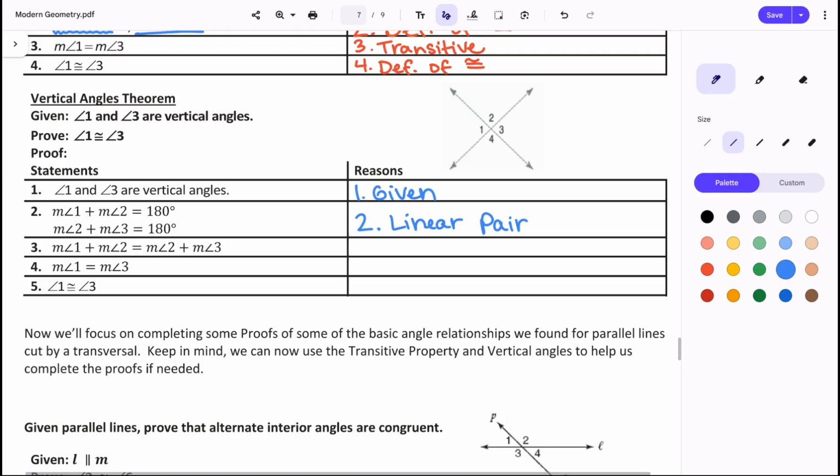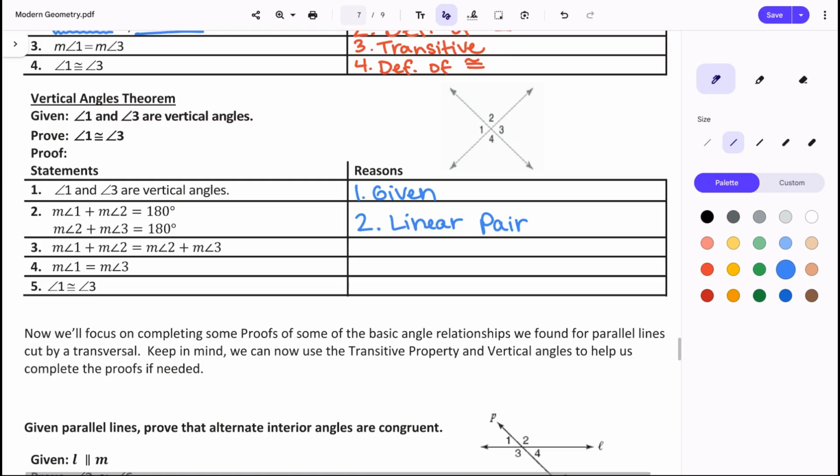What's different from step 2 to step 3? Keegan? They're not saying what they equal. They don't have the 180s anymore, right? They're saying they're equal to each other. So we saw that they both had the 180 in common, and we're skipping over the 180 right now to say that the 1 plus 2 is equal to 2 plus 3. What property is that?